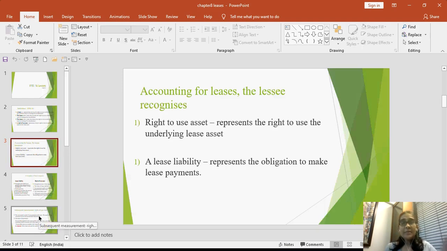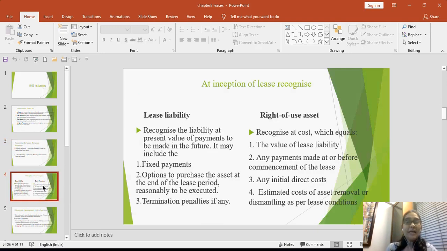The lease liability represents the obligation to make the lease payment, that is the consideration that the lessee has to pay in exchange for the right to use the asset. This is how you recognize: one asset, which is the right of use asset, and second is the lease liability. Now how do you measure it?